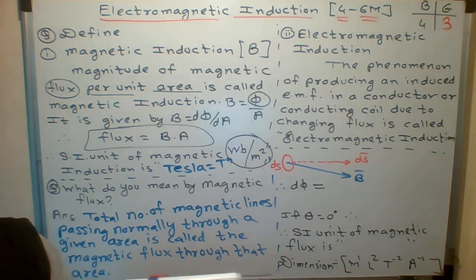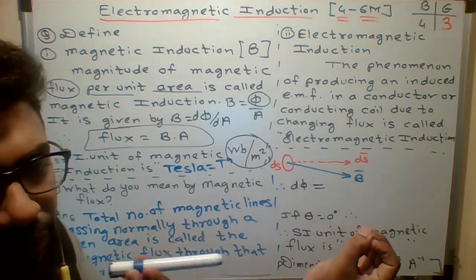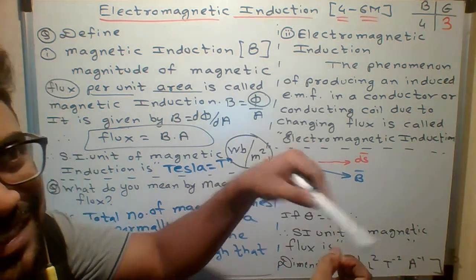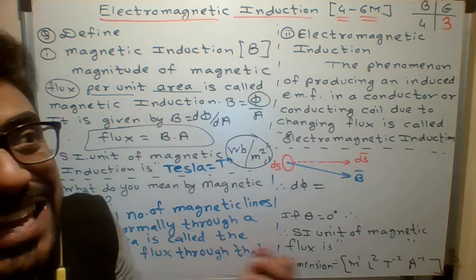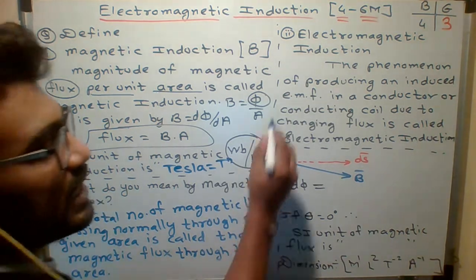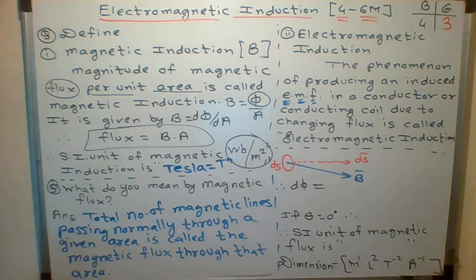If I take one coil, and I just move this magnet forward and backward, you will find that an EMF is induced in the coil. EMF means electromotive force. What is the electromotive force? It means electricity, that is voltage. Remember this: this phenomenon is called electromagnetic induction.